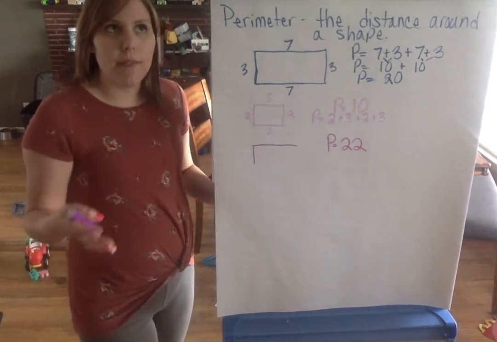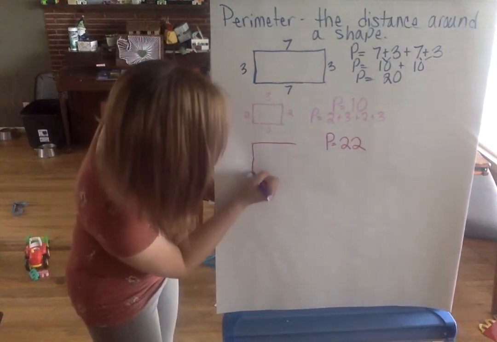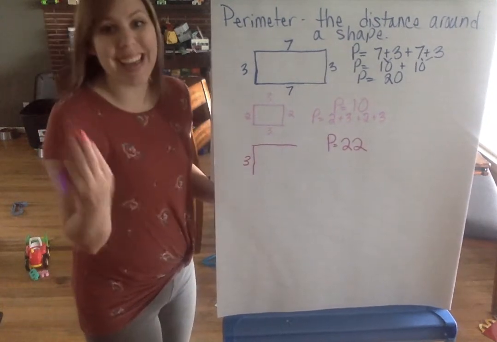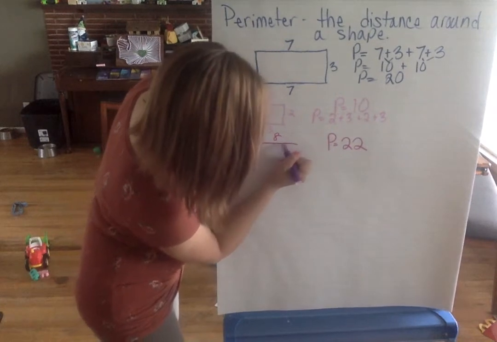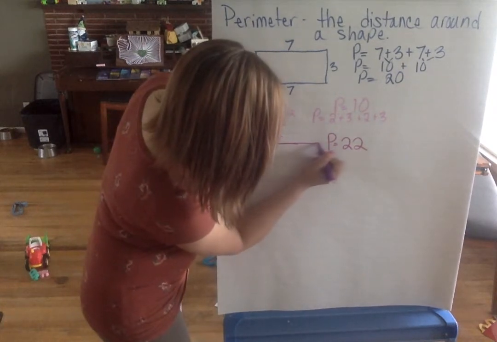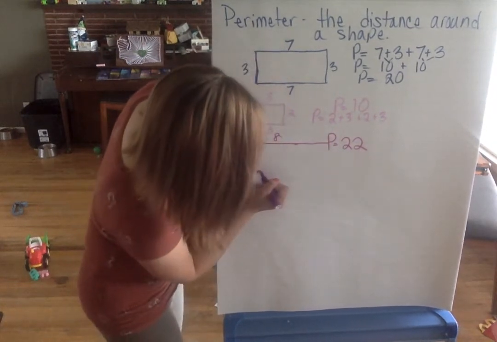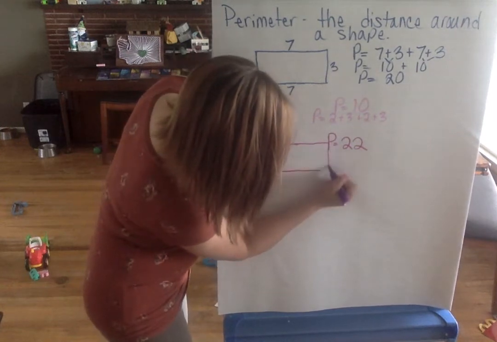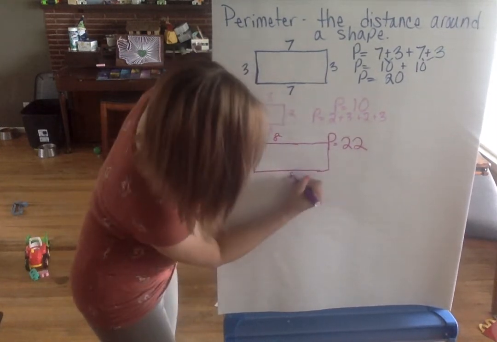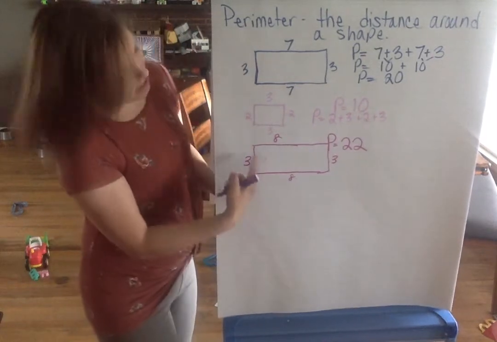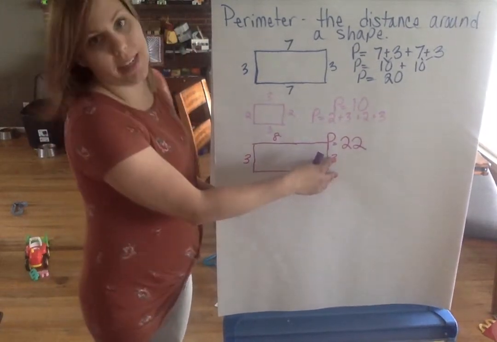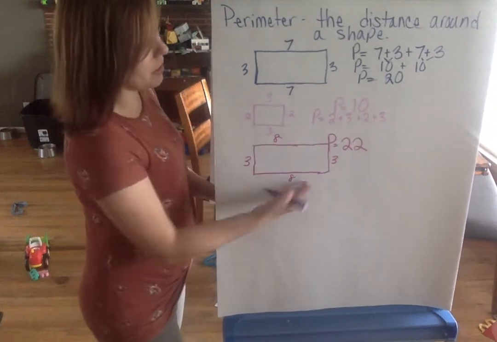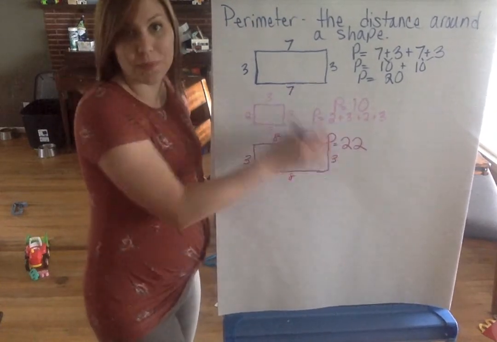So if I think 11, well, I could have one side as 3, and I need 8 to make 11. So I've got 1, 2, 3, 4, 5, 6, 7, 8. I'm running into my shape. Because then, if I have 8 and 3, 3 plus 8 is 11. 8 plus 3 is 11, and I know that 11 and 11 make 22.